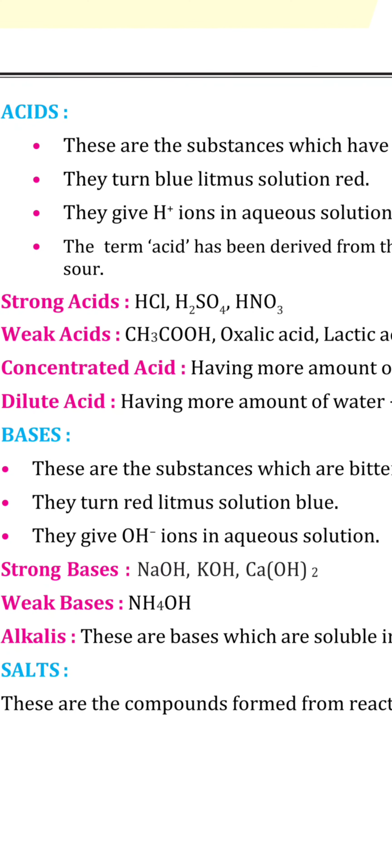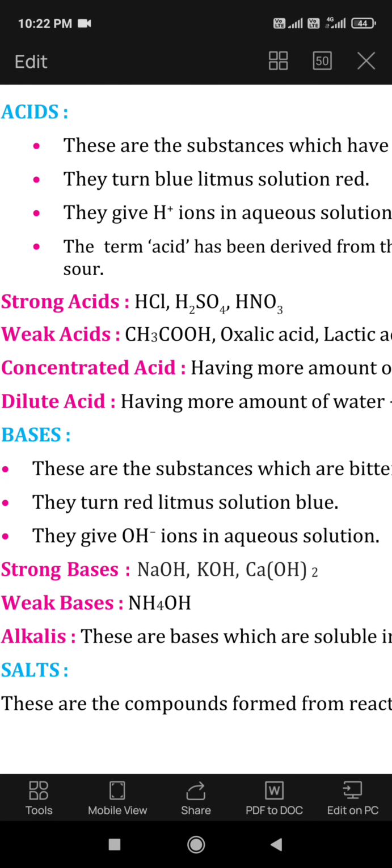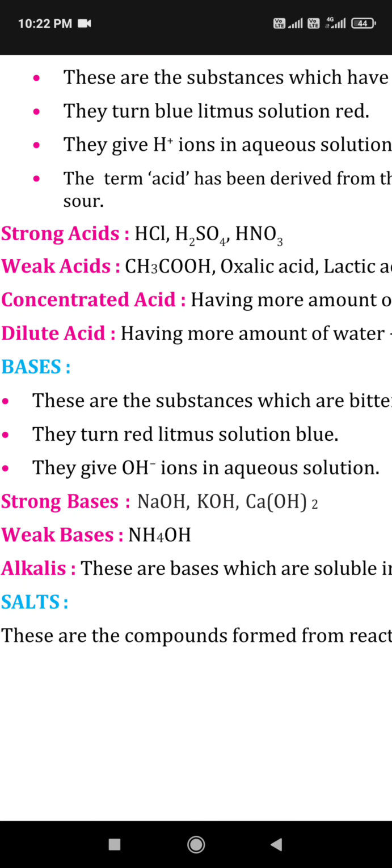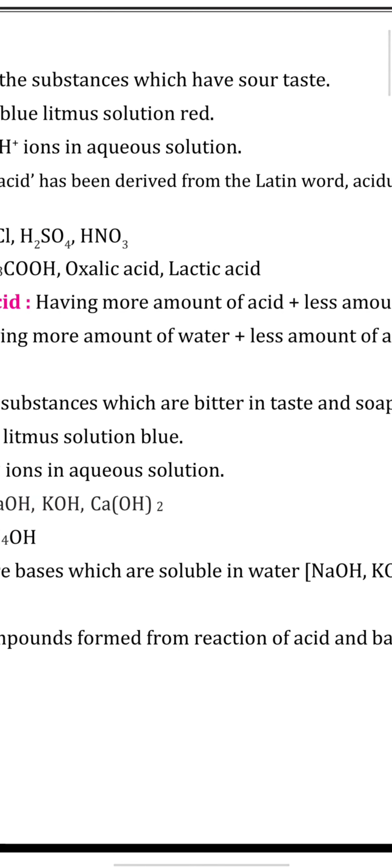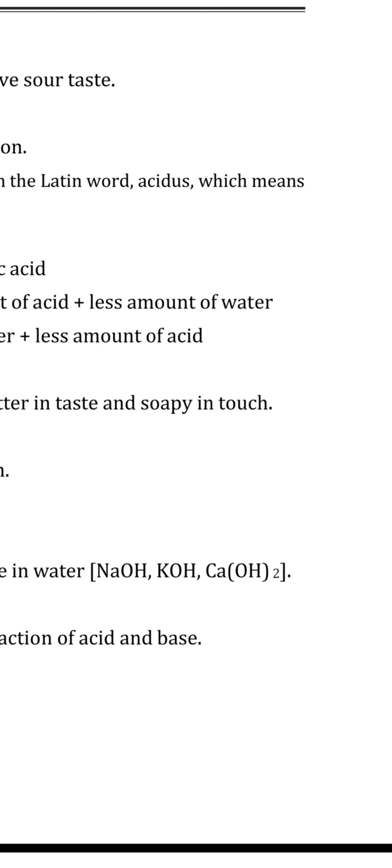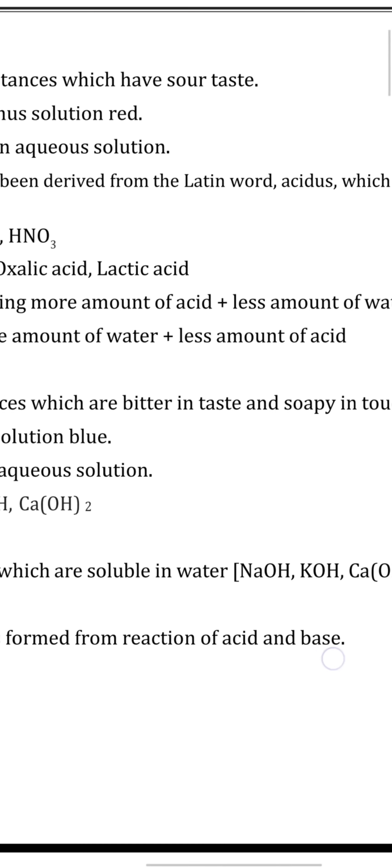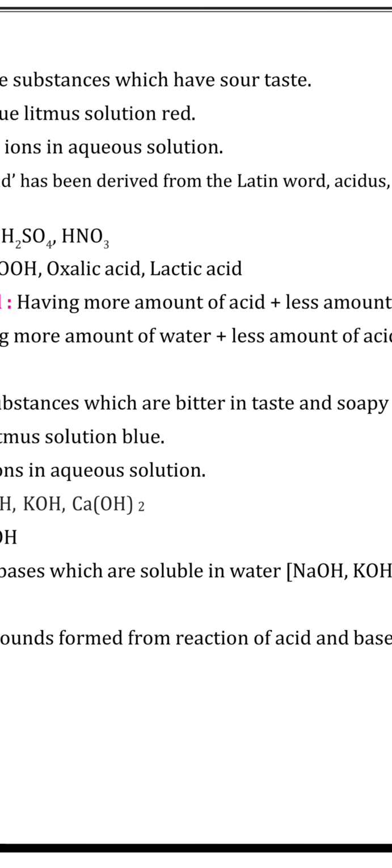Some weak bases are ammonium hydroxide. Weak bases are those which do not completely dissociate in water, while strong bases, almost 95% or more than 95%, dissolve in water into their constituent ions. Next one is the alkalis. Alkalis are those bases which are soluble in water, like NaOH, KOH and calcium hydroxide. Hydroxides of first and second groups are called alkalis because all these are soluble in water.